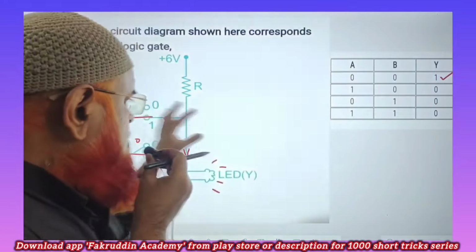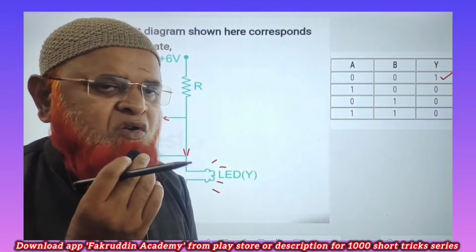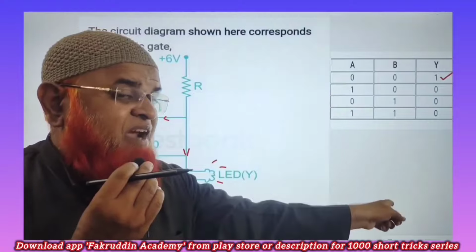That's why when both are zeros, current will flow, the bulb will glow, which means 1. In the remaining cases, the bulb will not glow. And now tell me in a comment what type of gate this is.